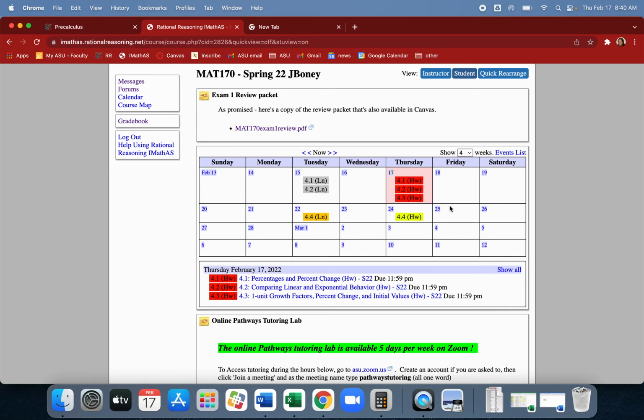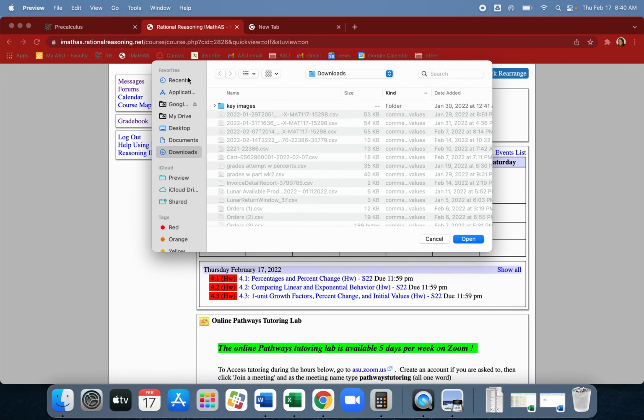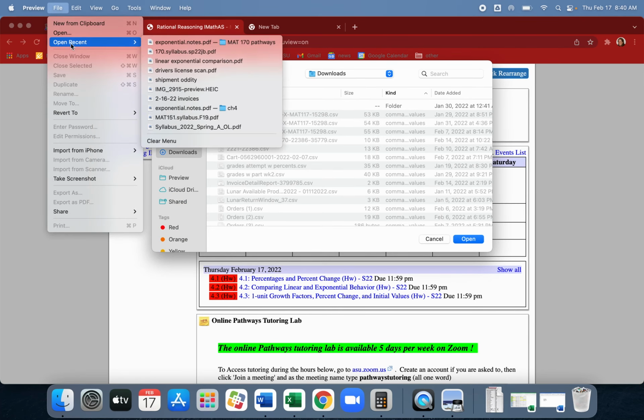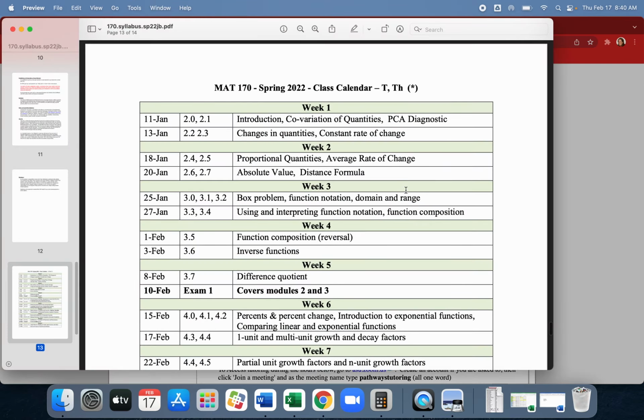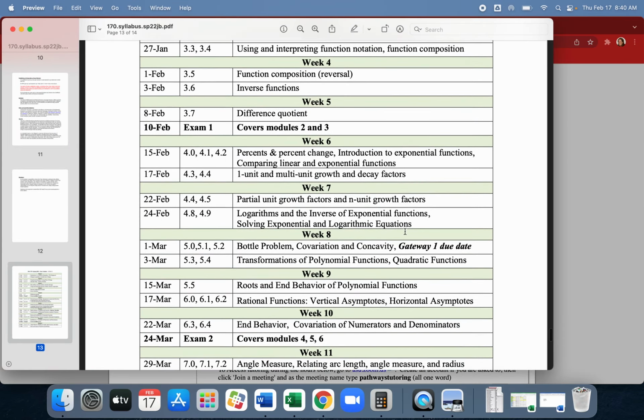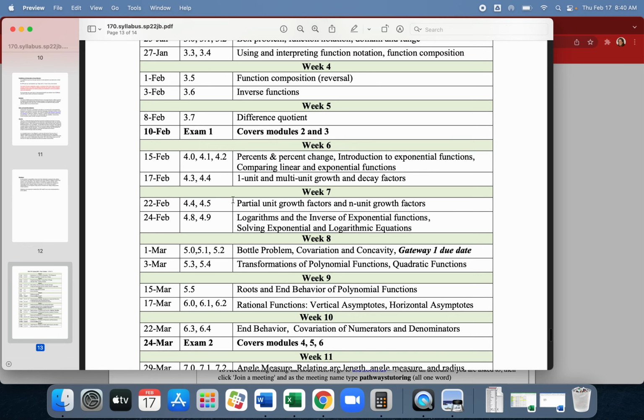Most of the rest of the material in those is repeats of what we've already seen to this point, but I'm going to add in some 4.5, which is, I forget what topic that was. Is it on here? Where's our syllabus? There we go. So, yeah, next week, Tuesday, partial unit growth factors and n-unit growth factors.